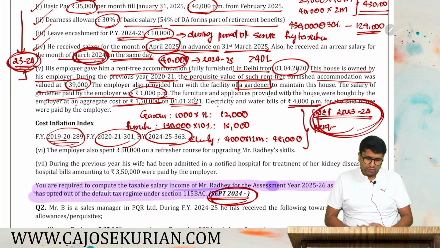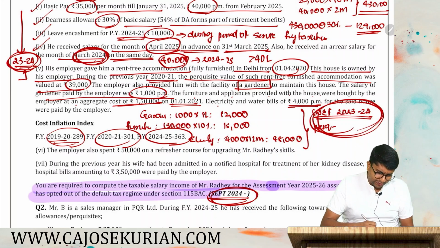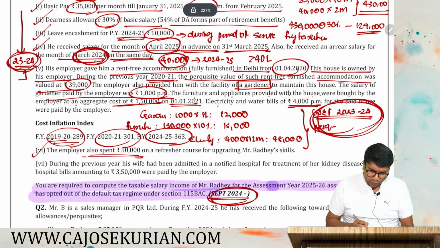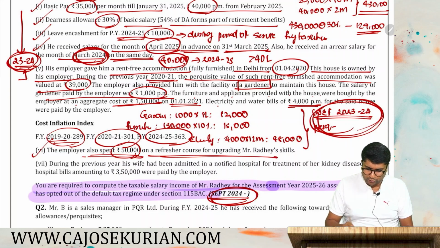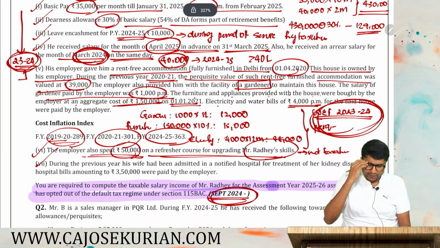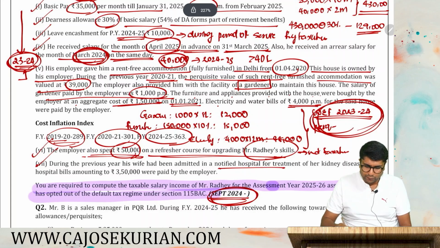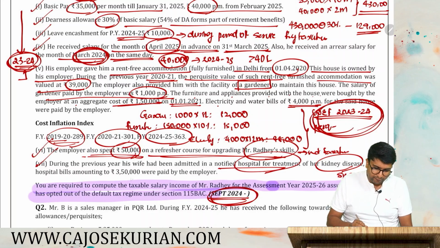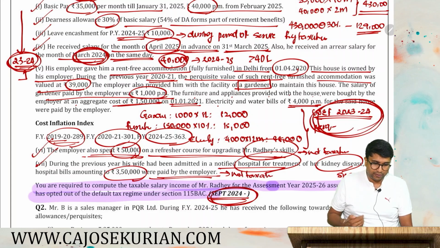Now, moving on with the next point, the employer also spent 50,000 on a refresher course for upgrading Radhe's skills, not taxable, because it is not considered a personal benefit and hence nothing shall be taxable. Now, during the previous year, his wife had been admitted in a notified hospital for the treatment of kidney disease, specified disease plus notified hospital, and the hospital bill amounting to 3,50,000 was paid by the employer, not taxable. Hence, that's it.